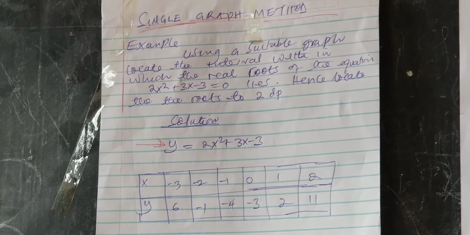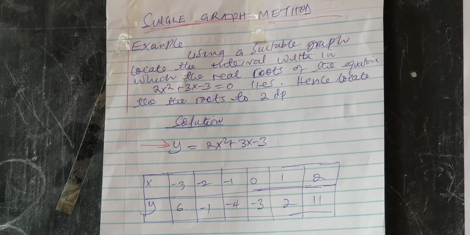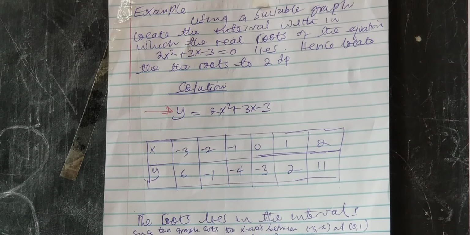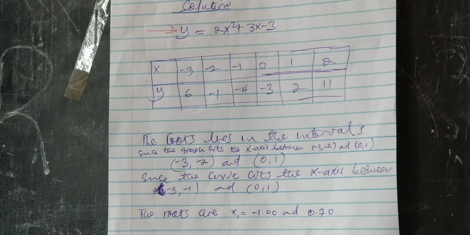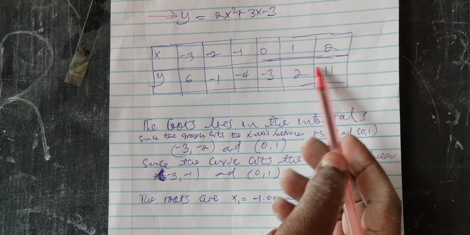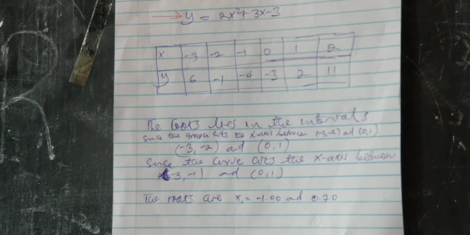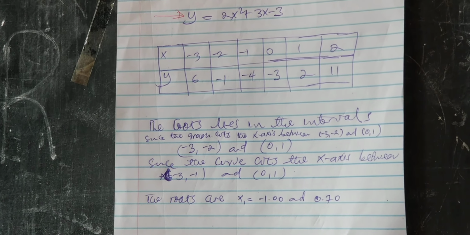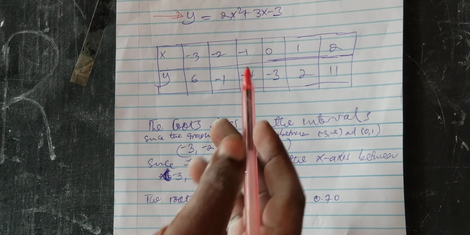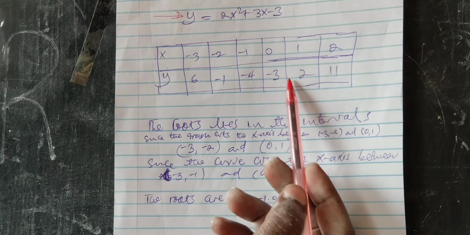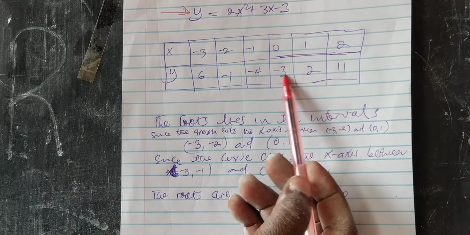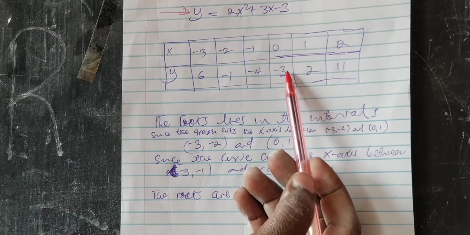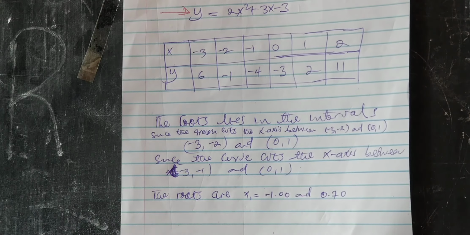Like I told you previously, when we are choosing an interval, we don't choose values which are far away from 0. In the single graph method, where the root lies, there will be a change of sign. When you substitute in the 0 here, you are having negative 3. Substituting in the 1, you are having 2. This means that between the 0 and 1, there is a real root of the equation.